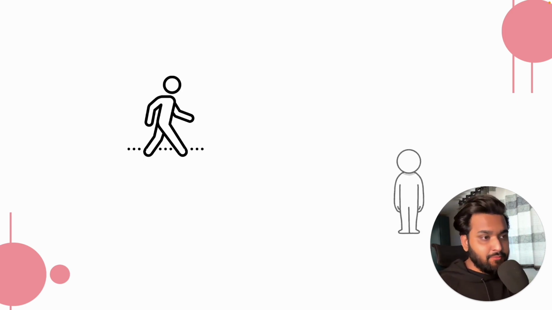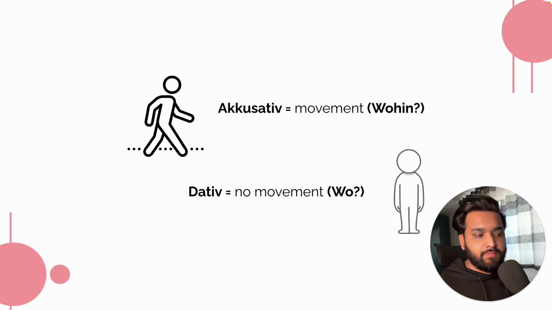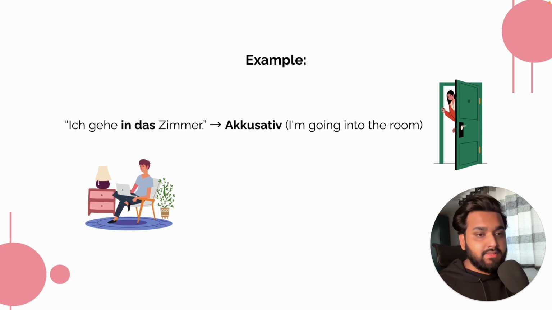Let's break it down even more. Accusative is equal to movement, and the question should be here wohin. Wohin, that means where to. And on the other hand, dative is equal to no movement, and the question should be here wo. Wo means where. Let's understand this through some examples. At first we have ich gehe in das Zimmer. It's accusative because I'm going somewhere. Like I'm going into the room, that means I have some kind of movement.